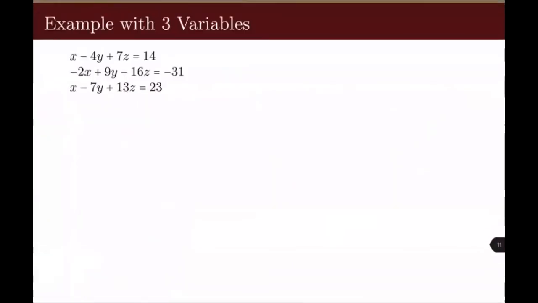Moving on to an example with 3 variables. So the first thing we're going to do is write this as a matrix. So that is going to be big bracket. We will have 1, negative 4, 7 augmented 14. Second row is going to be negative 2, 9, negative 16, negative 31, 1, negative 7, 13, 23.